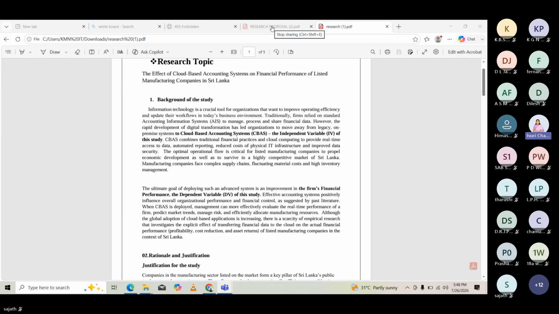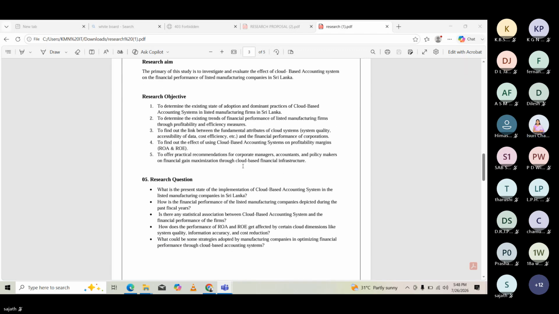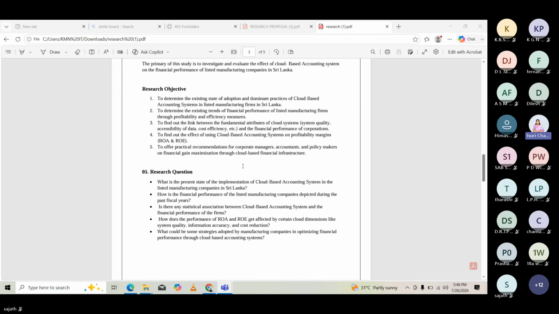Right. Go to your research objectives. Look here. Questions, right? What is the present state of the implementation of cloud-based accounting systems in manufacturing companies in Sri Lanka? How can you answer this kind of question? Is this practical? Can you find this?